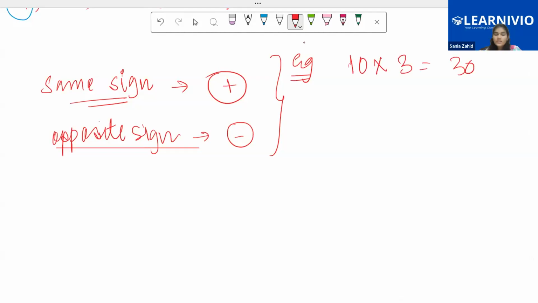Same. Same signs. Salman, you're not answering in the class. Your mic is also off all the time. Yes, ma'am. What's the issue? Be responsive in the class and put on your mic.